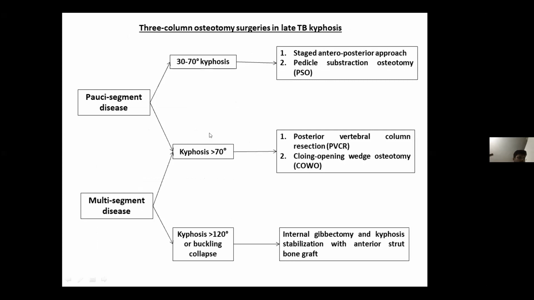When the kyphosis is more than 70 degrees, we may need a vertebral column resection or a PVCR. In very severe kyphosis more than 120 degrees or buckling collapse, internal gibbectomy or anterior strut grafts is an option. 3-column osteotomies are also options, but we should just keep the complications in mind.